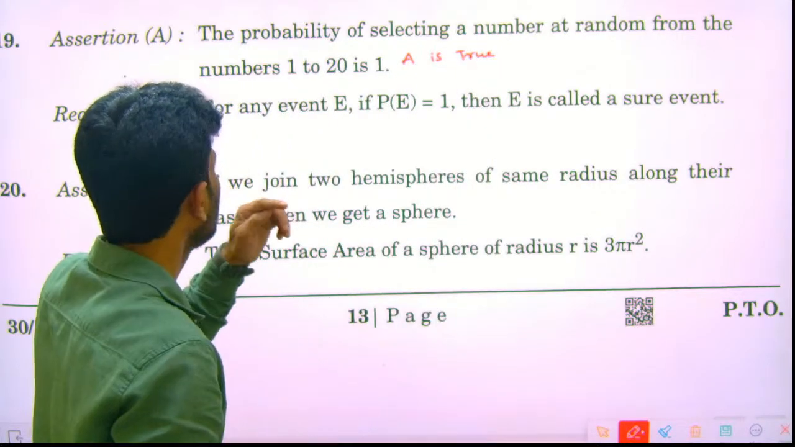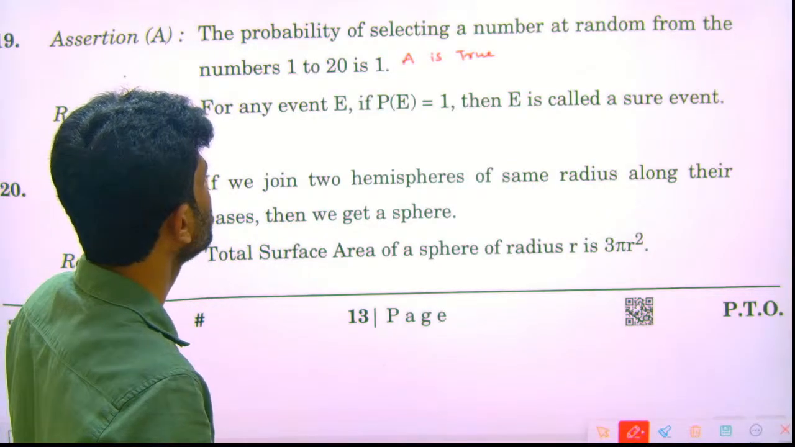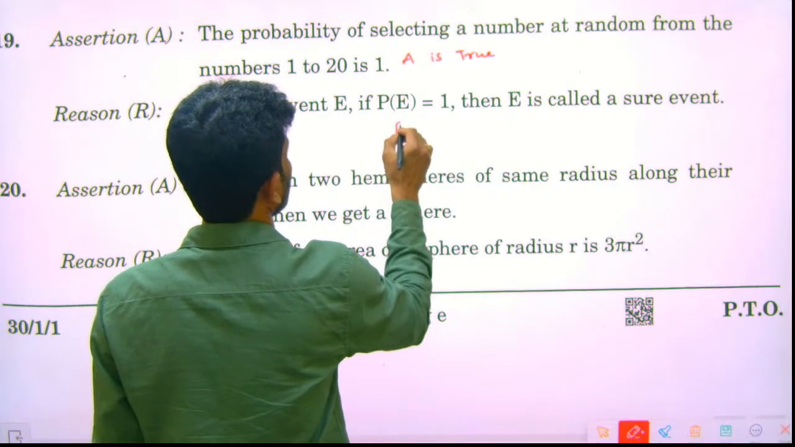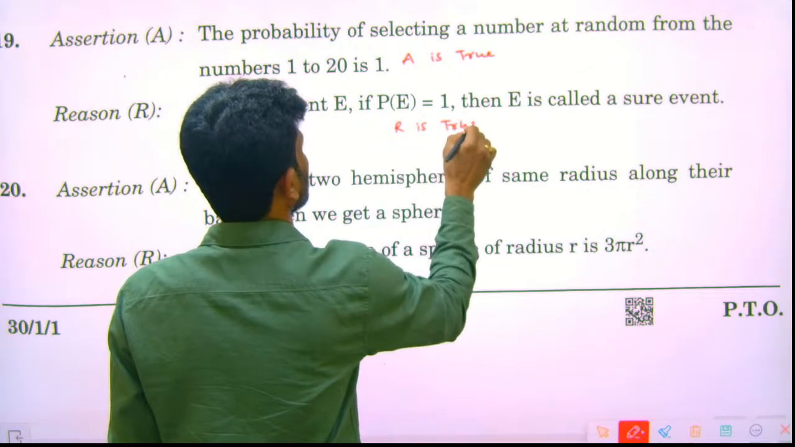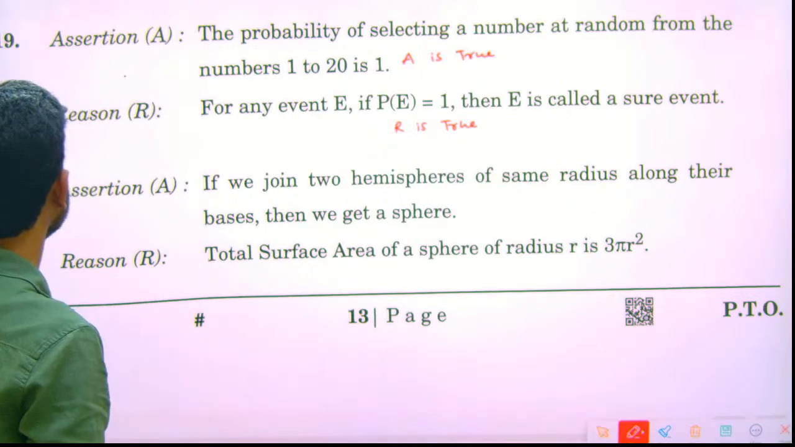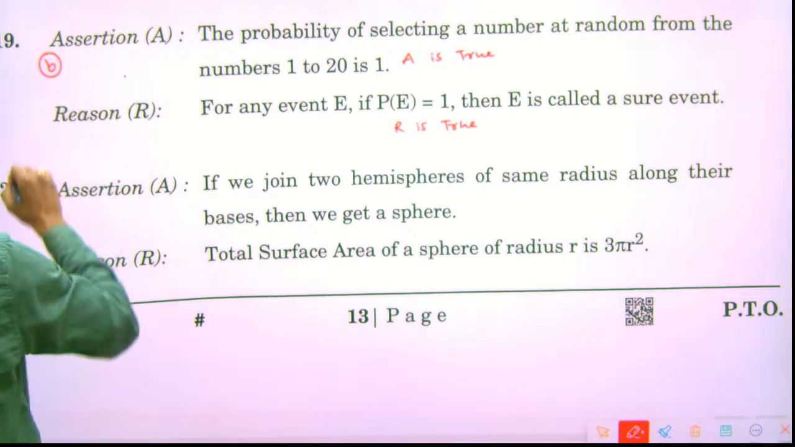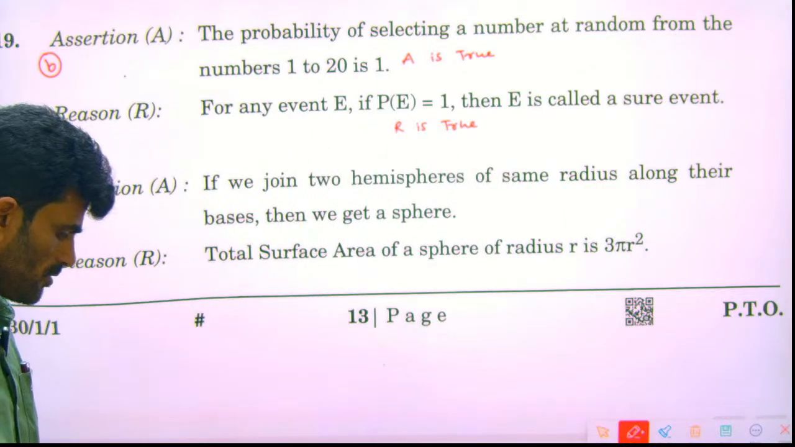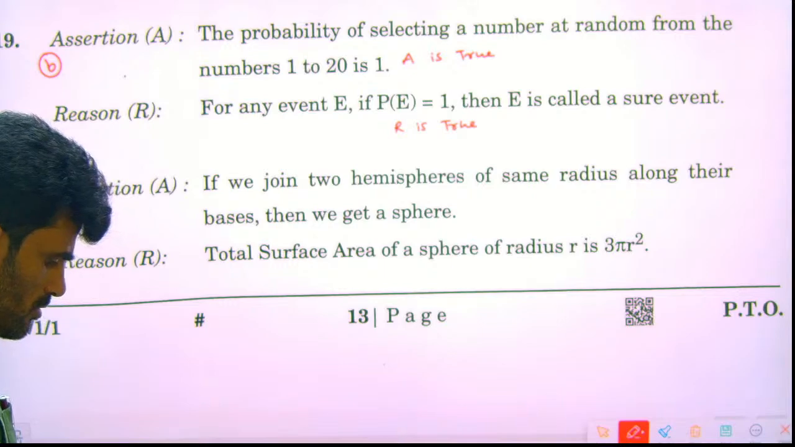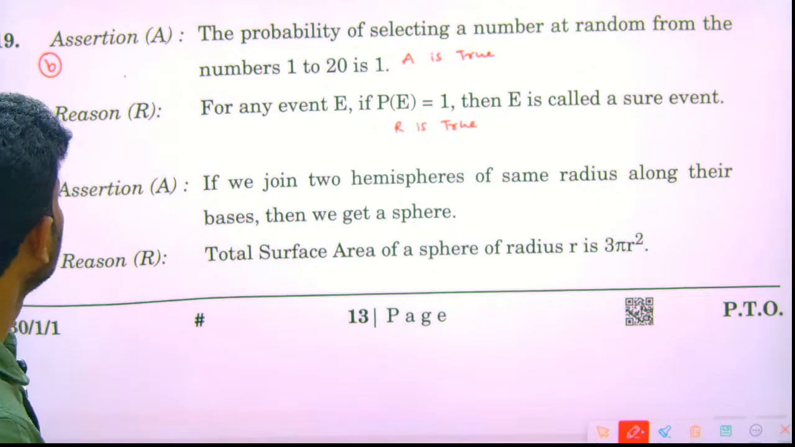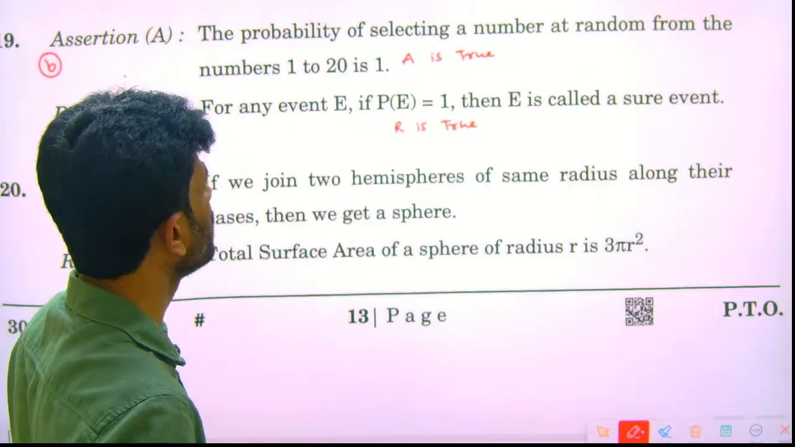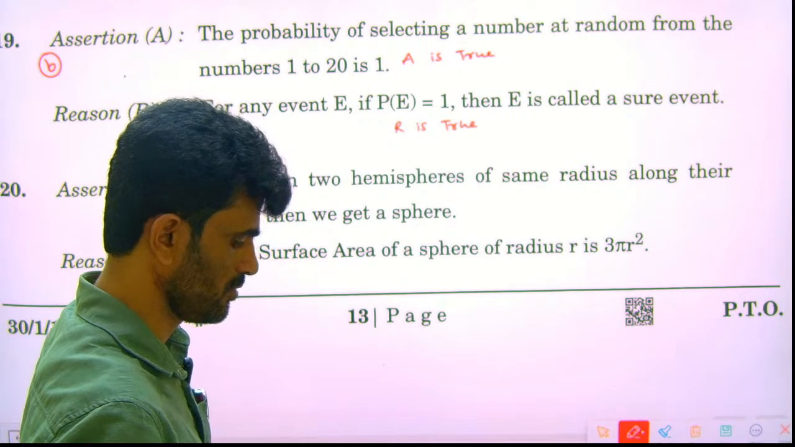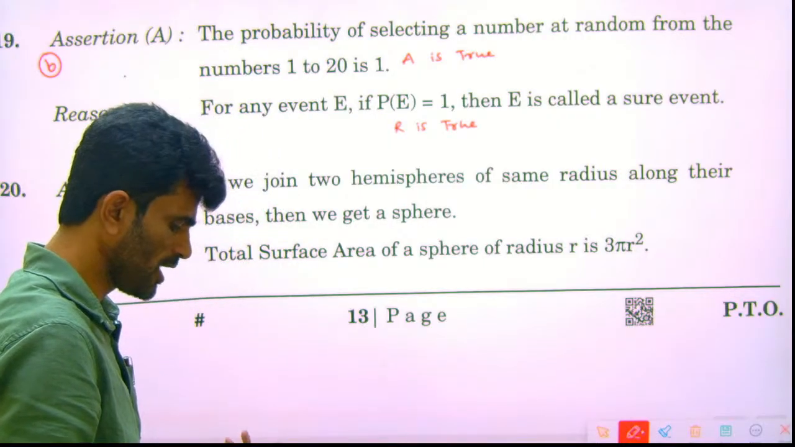Even for any event E, if P of E is equal to 1, then E is called sure event. Yes, this is also true. Reason is true. But here reason is not the correct explanation of assertion. That's why here option B is correct for 19th. What did you select for 19th question answer? A is true. The probability of selecting any number randomly from 1 to 20, any number you can select. Whatever number you select, that will be considered as favorable only there.